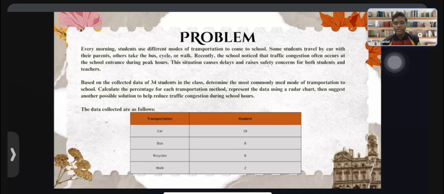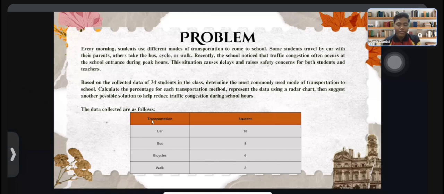Based on the collected data of 34 students in the class, determine the most commonly used mode of transportation to school. Calculate the percentage for each transportation method, represent the data using a radar chart, and suggest another possible solution to help reduce traffic congestion during school hours. The data collected are as follows.